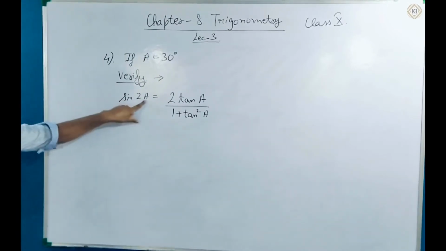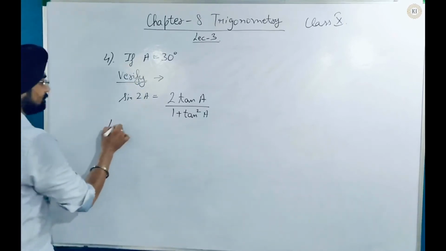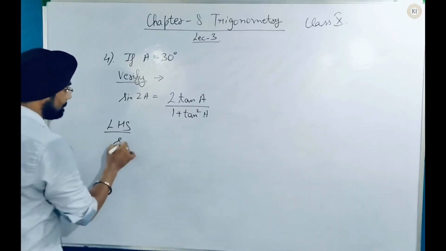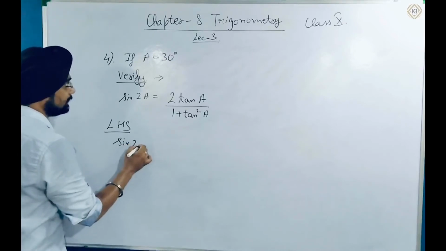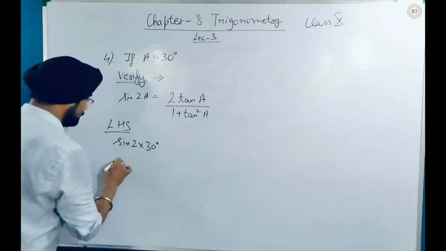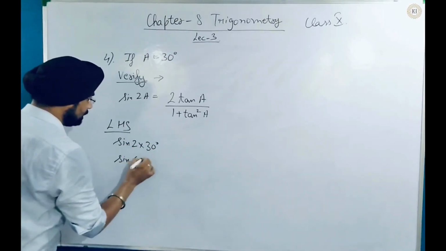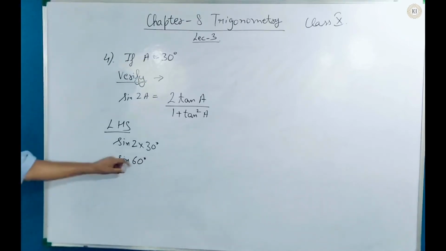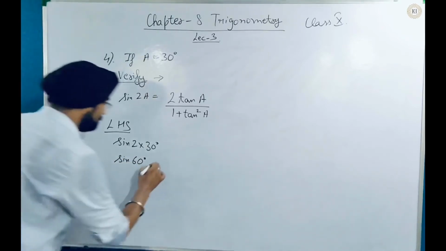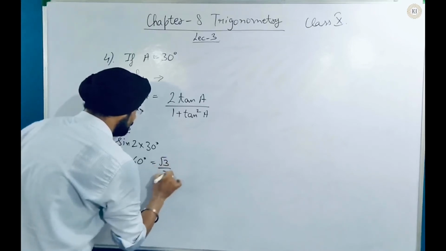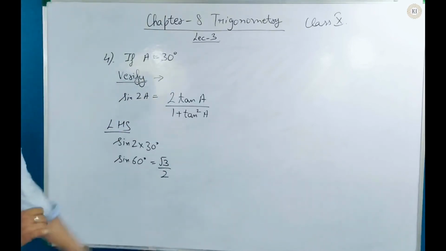So we put the value of A as 30 in LHS. First of all we solve the left hand side. So sin 2A, it means 2 into 30, so sin 60 degrees. So the value of sin 60 degrees will be root 3 by 2. Now we solve this RHS part.